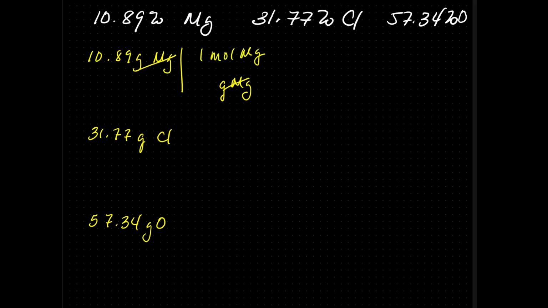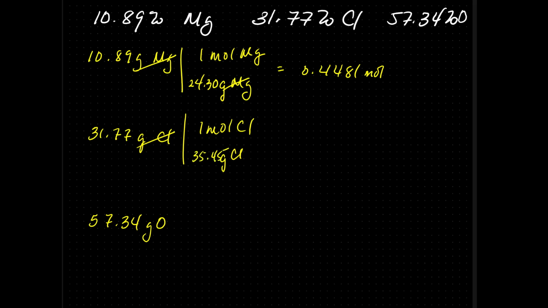We find its mass on the periodic table. It is 24.30. So we multiply 10.89 times 1 divided by 24.30. Get approximately 0.4481 moles of magnesium. We're going to repeat the procedure for chlorine. So grams of chlorine, diagonals have to cancel out. 1 mole of chlorine is equal to 35.45 grams of chlorine off the periodic table.